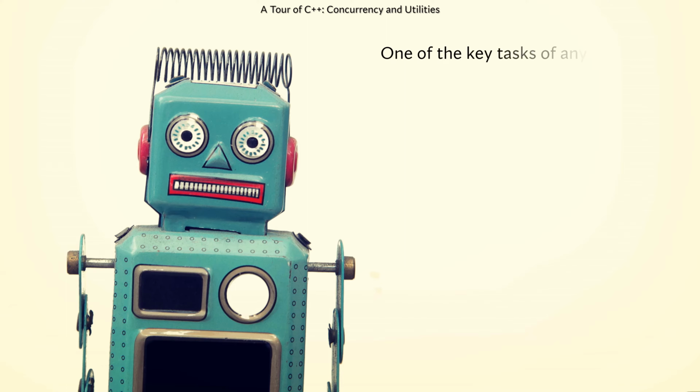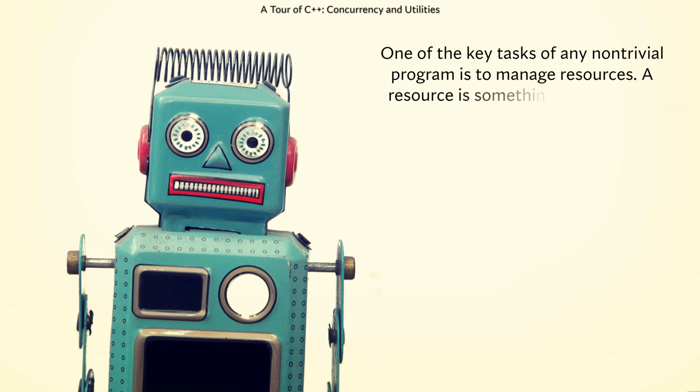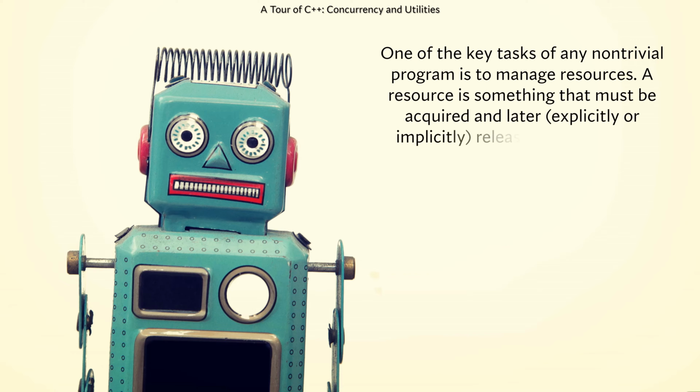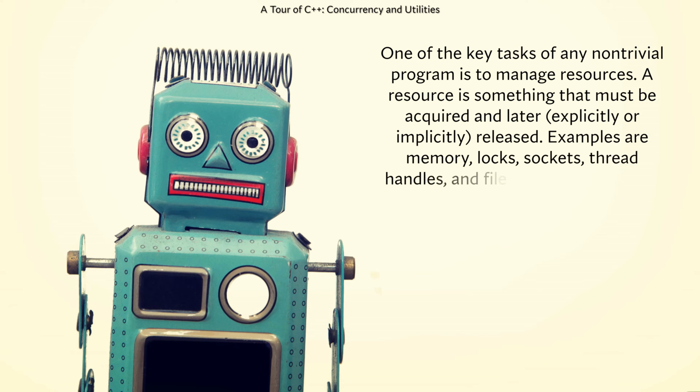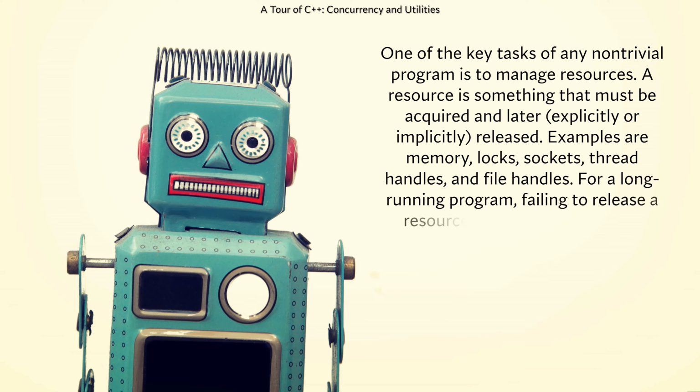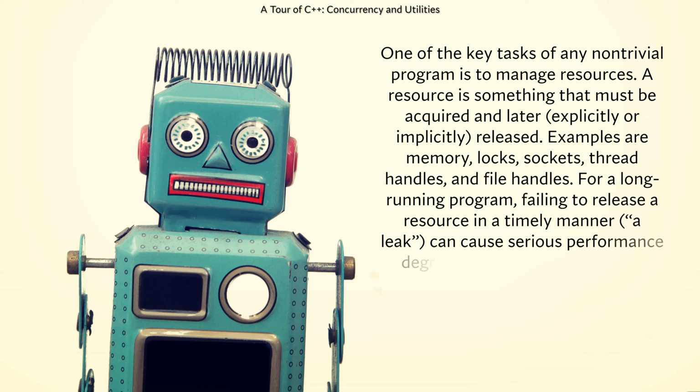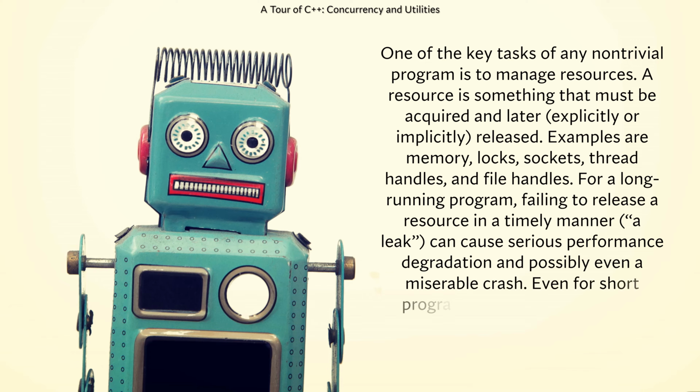One of the key tasks of any non-trivial program is to manage resources. A resource is something that must be acquired and later, explicitly or implicitly, released. Examples are memory, locks, sockets, thread handles, and file handles. For a long-running program, failing to release a resource in a timely manner, a leak, can cause serious performance degradation and possibly even a miserable crash.